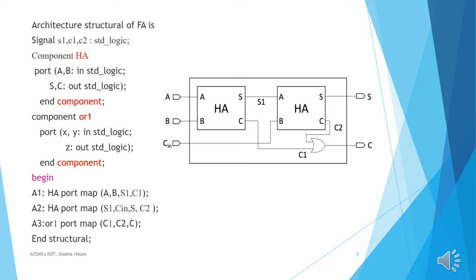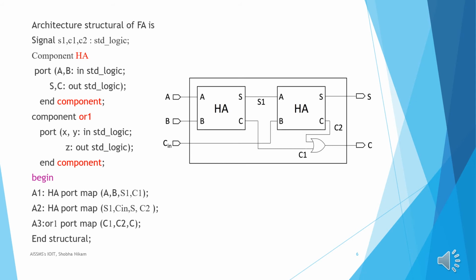The data object used for declaration of wires is signal. So signal, wires are S1, C1 and C2, and their data type is standard logic. Then half adder component is used two times, but in the declaration part, when we use the same component n number of times, we declare it only once. And in the component instantiation part, after the begin statement, we can use it multiple times.